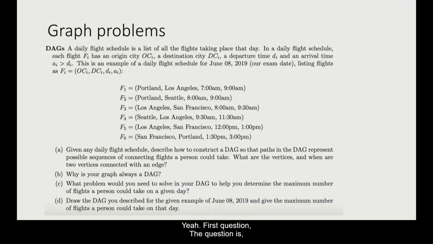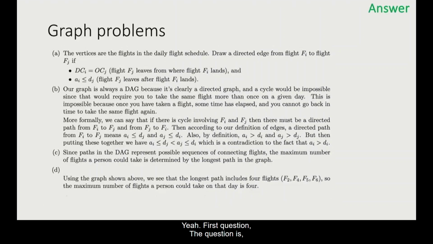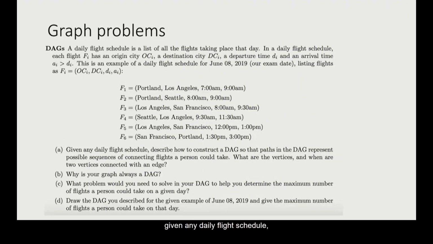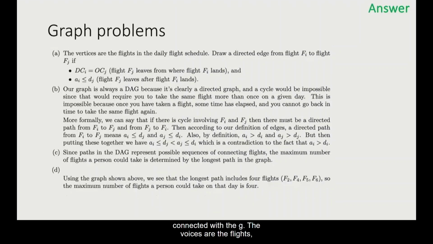So, first question. The question is, given any daily flight schedule, describe how to construct a DAG so that the paths in the DAG represent possible sequences of connecting flights a person could take. What are the vertices and when are 2 vertices connected with an edge? So the vertices are the flights in the daily flight schedule. We will have 6 vertices for the 6 flights mentioned in the question.